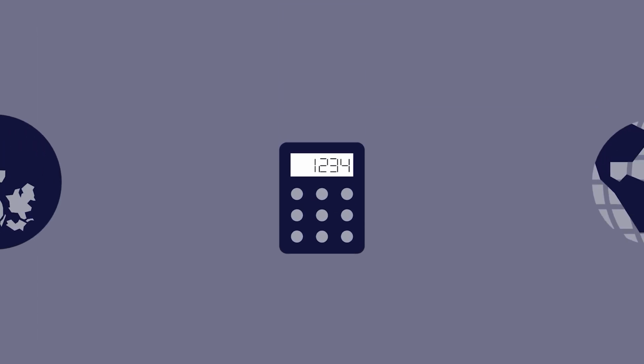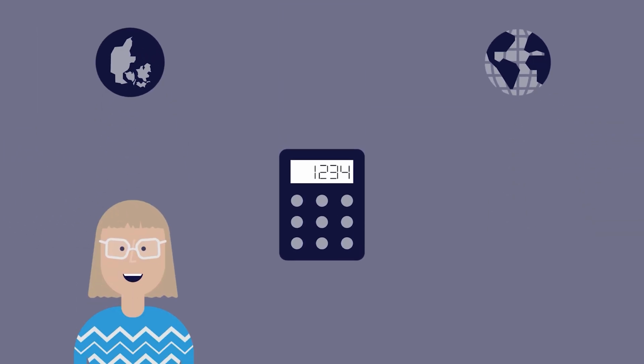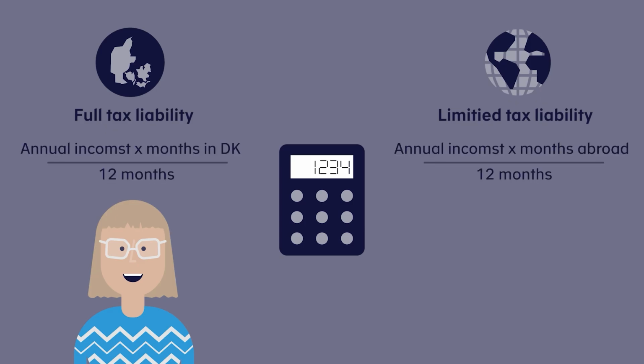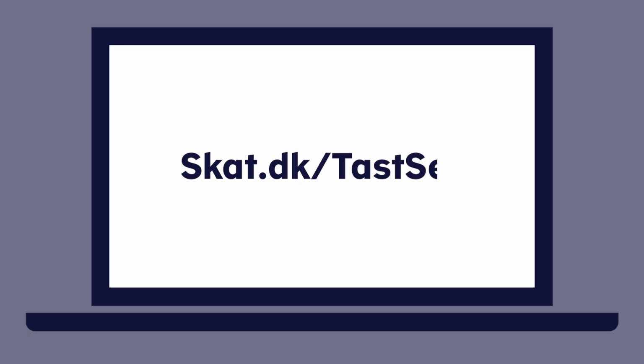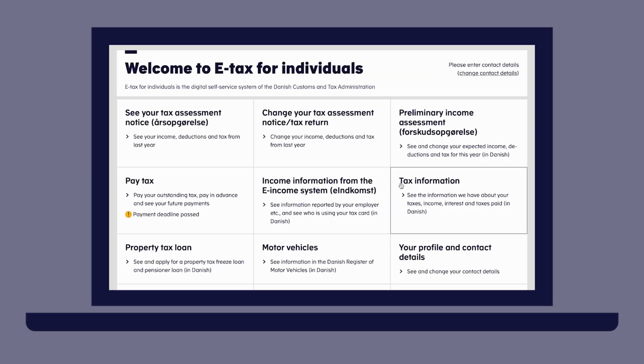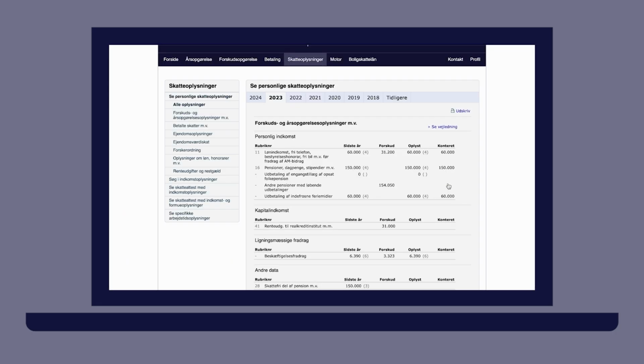You need to calculate and distribute your total income between your 2 tax liability periods. The income you earned with full tax liability should be declared in the column for full tax liability. Likewise, the income you earned with limited tax liability should be declared in the column for limited tax liability. It may help you to find your income information in e-tax, tast selv, under tax information. Here the income is specified by month.